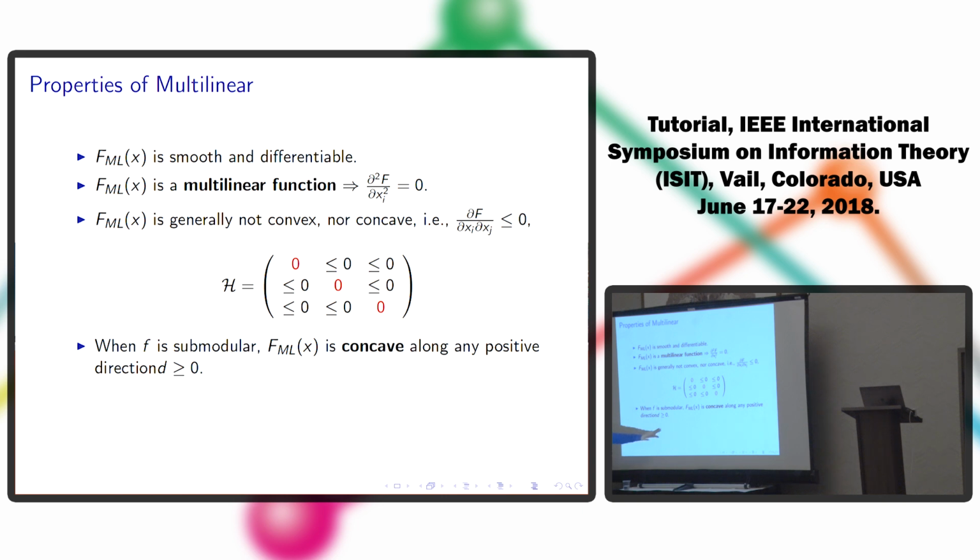Third, this function is going to be concave along any positive direction. So if you have a vector d that has all positive entries, and you go towards that direction, f is going to be a concave function. But the function is not concave all over the place. If you look at the Hessian, pointwise, it is less than or equal to 0, so it is not a negative definite function. And if f is monotone, then along any positive direction, the function is also going to be positive.